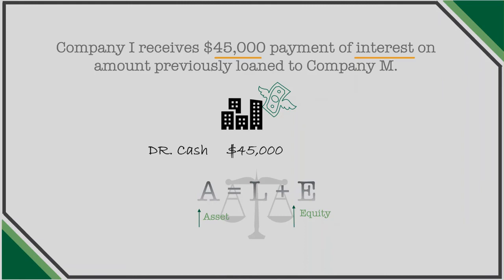What you should have determined is that since cash went up by $45,000 and it's an asset, we increase assets with a debit. The flip side of the equation, the equity side, if you forgot that you increase equity with a credit, then you would at least know to balance, you would need to credit interest revenue for $45,000. Okay, last example.